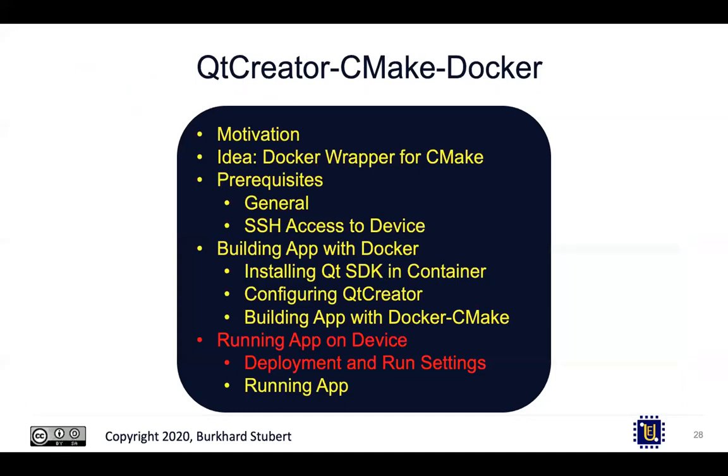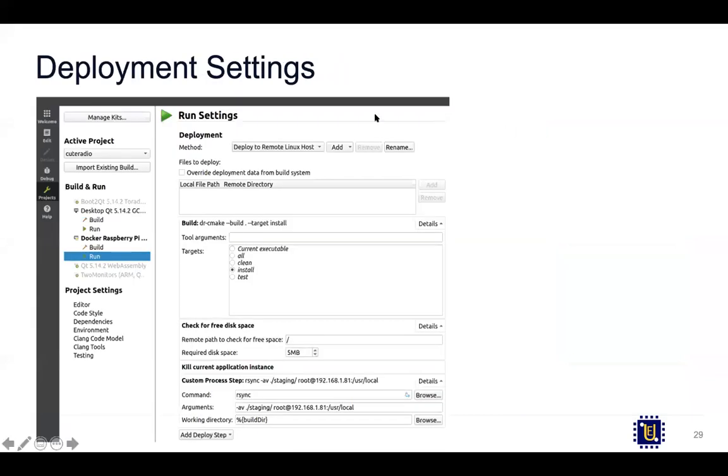So, and now let's do the last step, deployment and running the app on the device. So we have to set up some run settings. As my Yocto version is not the latest, the CMake version in there isn't the latest either. It's CMake 3.12. So the CMake install command doesn't work as nicely as with later CMake versions, but it does the purpose.